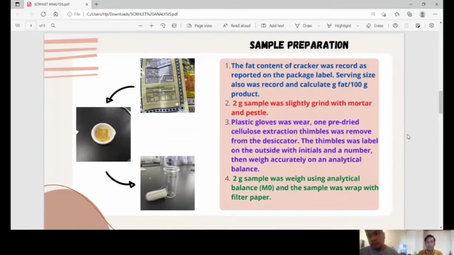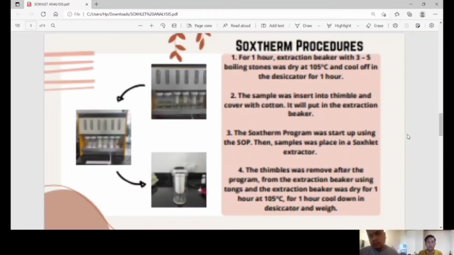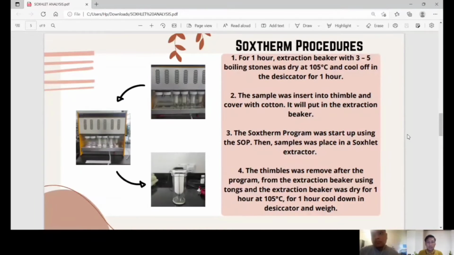Next procedure is the Soxhlet procedure. For the Soxhlet procedure, first, the extraction beaker with 3 to 5 boiling stones was dried at 105 degrees Celsius for 1 hour and cooled off in the desiccator for 1 hour. Second, the sample was inserted into the thimble and covered with cotton. It will be put in the extraction beaker.